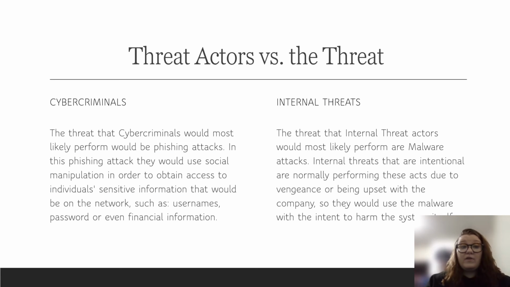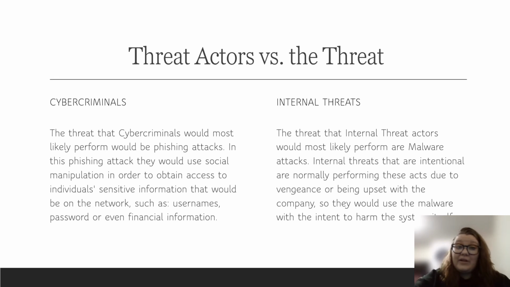So now we're going to go over the threat actors and the threat that they are most likely to perform. So now that we know each of the different 6 threat actors, we're going to discuss which threat they're most likely to perform so that we're all paying attention to that. Cyber criminals would most likely be performing a phishing attack. The phishing attack would be social manipulation in order to gain access to information because they want to do as much damage as possible, usually with a monetary gain for themselves.